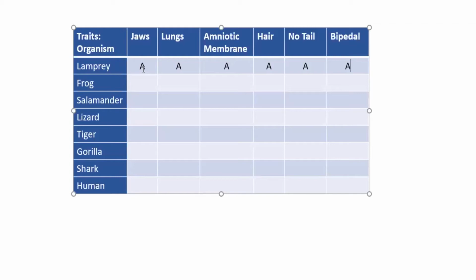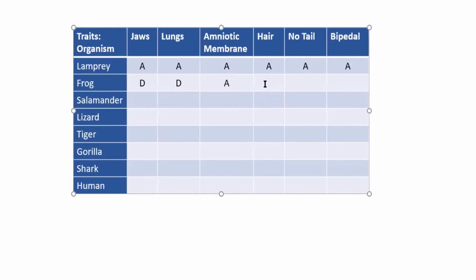So we're going through the frog here. Frogs do have jaws. So we're going to say they derived jaws at some point. So the ancestral trait is no jaws, while the derived characteristic is having a jaw. Same thing with lungs. Frogs have lungs, while lampreys do not, since they are fish. So the next characteristic is an amniotic membrane. Amniotic membranes evolved in reptiles. So reptiles and mammals contain amniotic membranes, while amphibians and fish will not. So since frogs are amphibians, they do not have an amniotic membrane. So they would have an ancestral trait, just like the lamprey does not have an amniotic membrane.